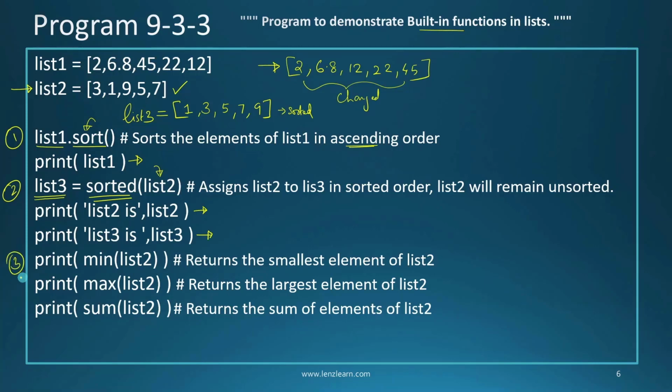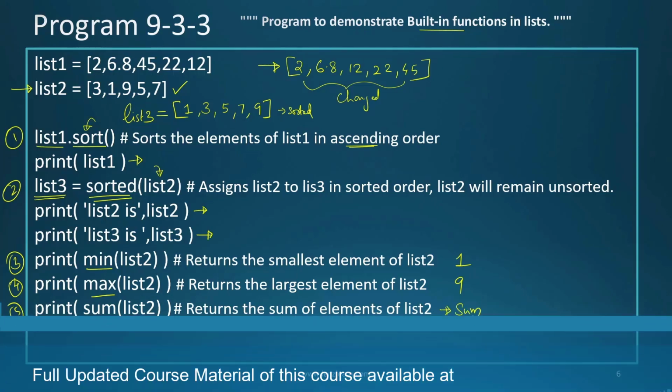Now the next three functions are trivial. You can see we have min, max and sum. Min will return the minimum value from list 2, so the answer is going to be 1. Max will take the maximum element from list 2, so it will print 9, and sum will just add all the elements inside list 2, and whatever the sum value is, that will be printed out.